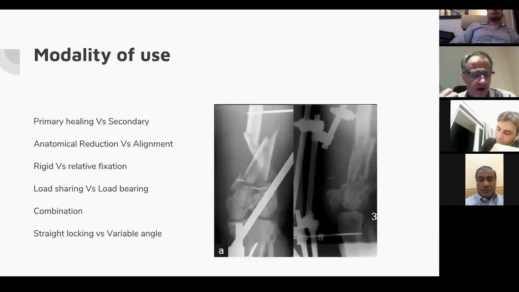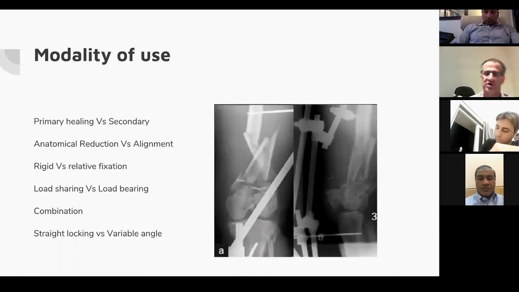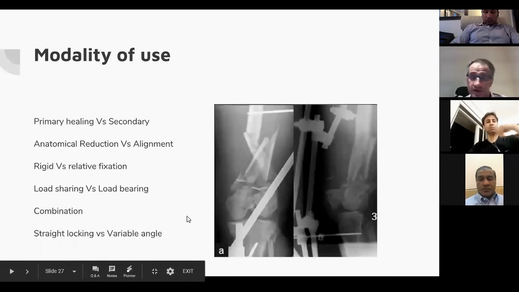So my approach to any fracture is, what is my intention? How am I going to achieve my intention? And how am I going to hold my intention until the fracture is healed? So you need to discuss things like primary healing versus secondary healing. You need to discuss anatomical reduction versus alignment, your rigid fixation versus your relative fixation, load sharing and load bearing, and combinations as demonstrated in the picture on the right. This one definitely needs combinations of different approaches.